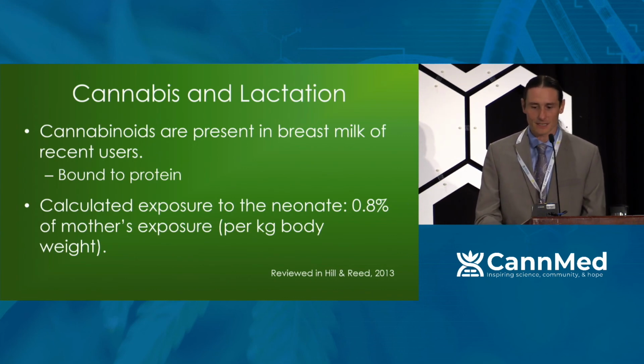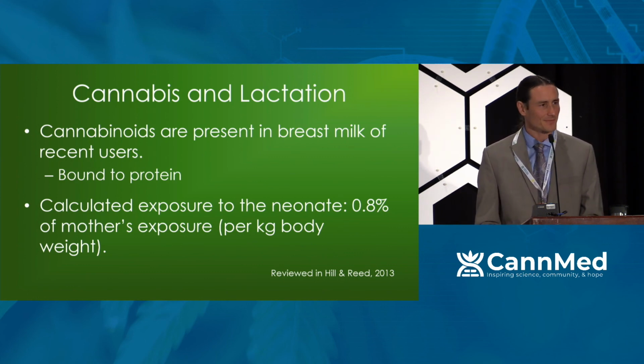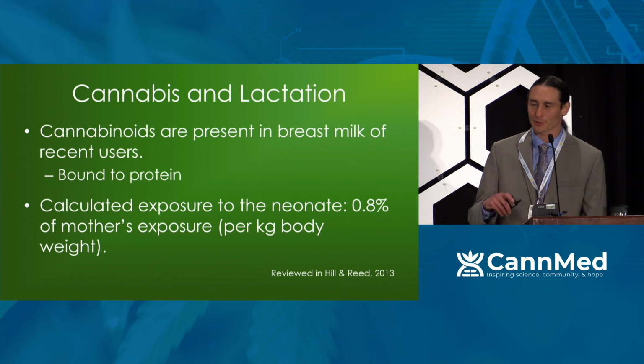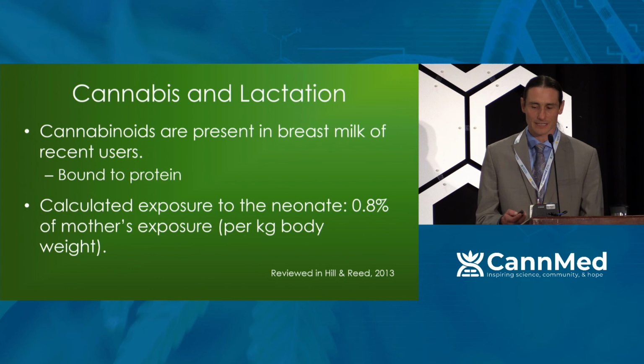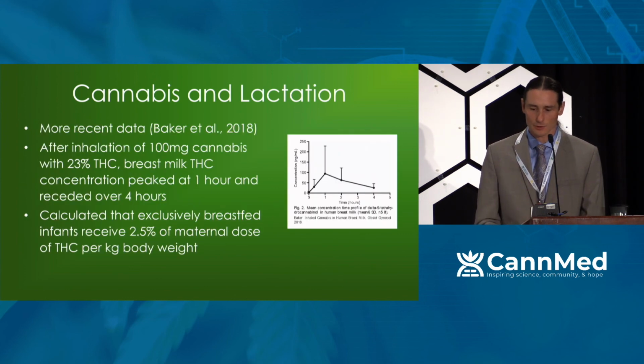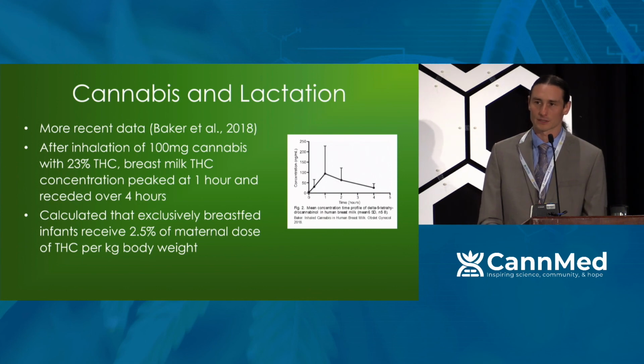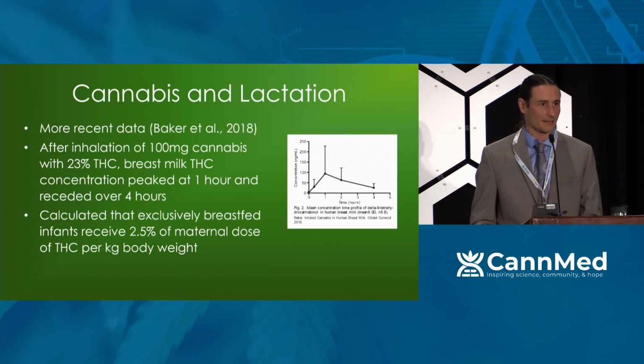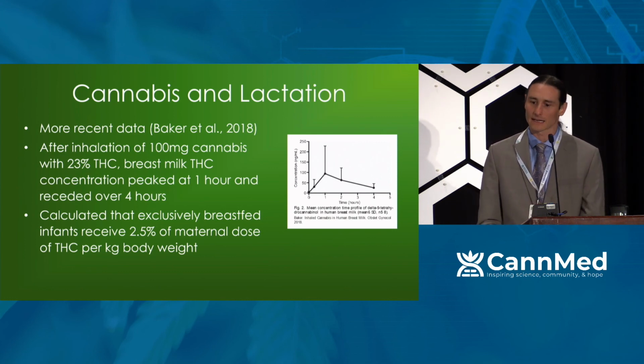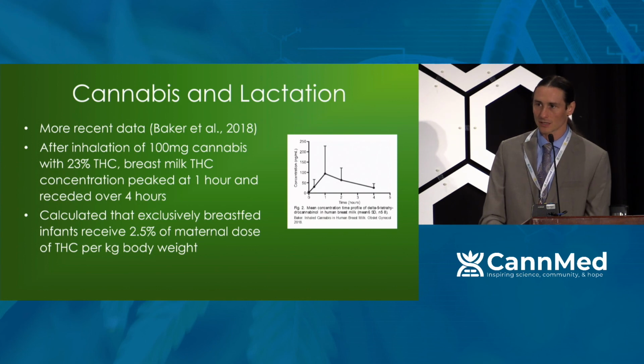Cannabinoids and lactation: they are present in breast milk. One early study from 2013 estimated that the neonate would be exposed to less than 1% of the mother's exposure, and that's per kilogram of body weight. So it is getting into the breast milk, but the exposure to the infant is very small. A subsequent study found a little bit of a higher result, 2.5% of the maternal dose being delivered to the infant per kilogram of body weight. So unless mom's taking a lot, it's still very little exposure to the infant.